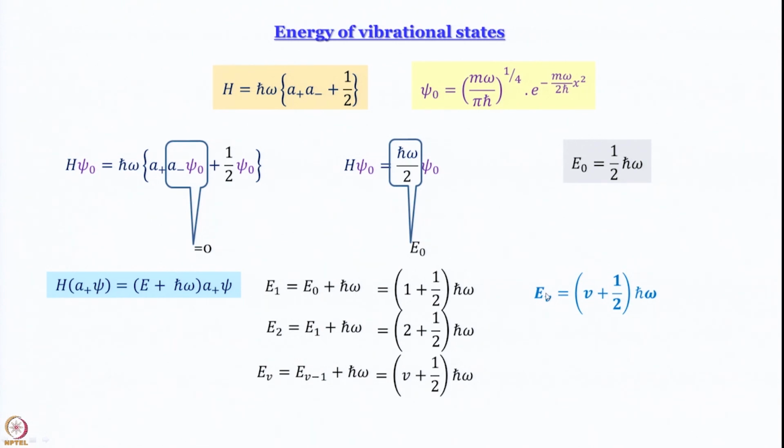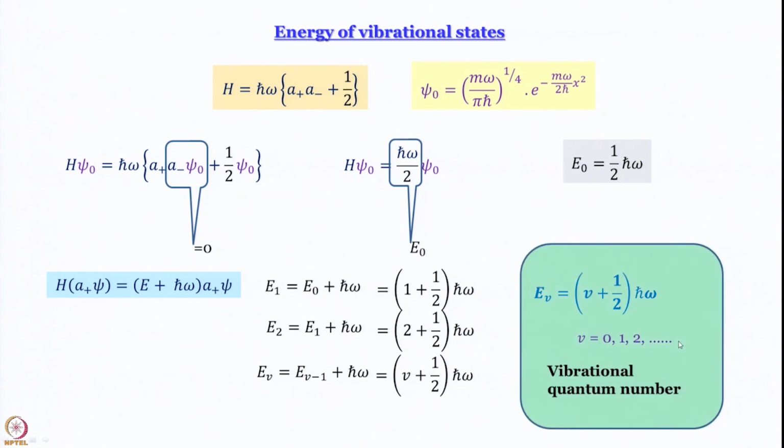of a quantum harmonic oscillator, E_v equal to v plus half multiplied by h-bar omega, where v equal to 0, 1, 2, 3 etc., can go up to infinity. These are the vibrational quantum numbers. Okay. So, what we have been able to do is find out the expression of energy of not only the lowest energy state, but all energy states of the quantum harmonic oscillator simply by using the ladder function. So, E_v equal to v plus half h-bar omega and v equal to 0, 1, 2 etc., right.